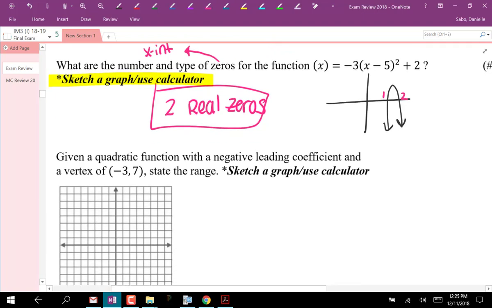All right, given a quadratic function with a negative leading coefficient, is that concave up or concave down?